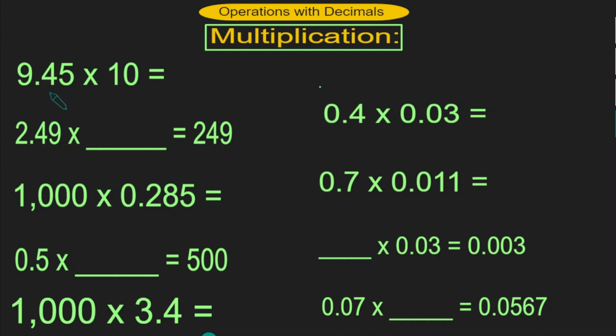In this scenario, we have the number 9.45 into 10. So when we multiply, this decimal moves to the right side, one digit or one place for each zero being multiplied. So there is a 10, so this decimal will move one place to the right side because it is being multiplied. So it will be 94.5.